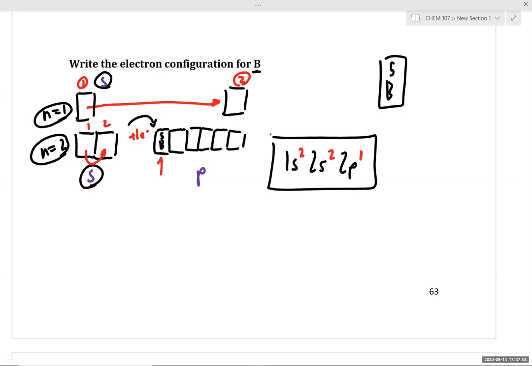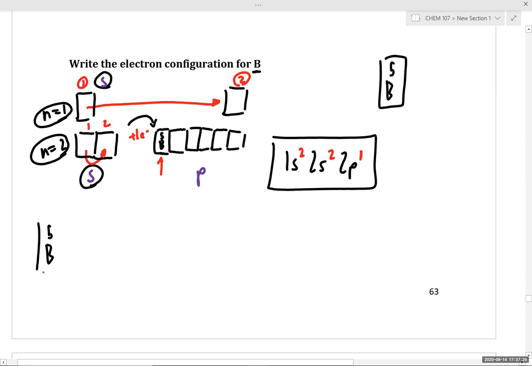Does this make sense to everyone? This is a more direct method of reading the periodic table and writing out electron configurations. If you don't like this method, you don't have to use it. There are plenty of other methods at your disposal. So let's show the traditional method.